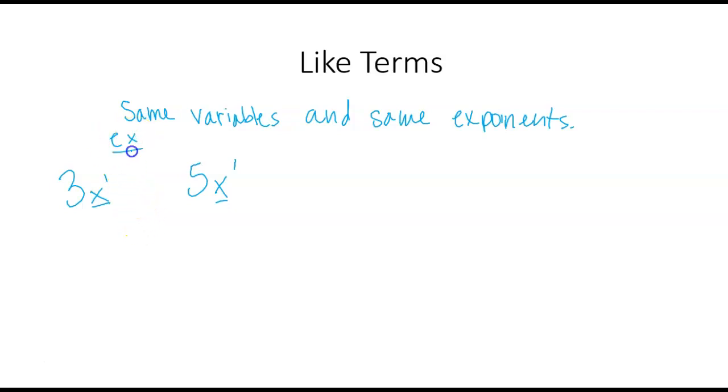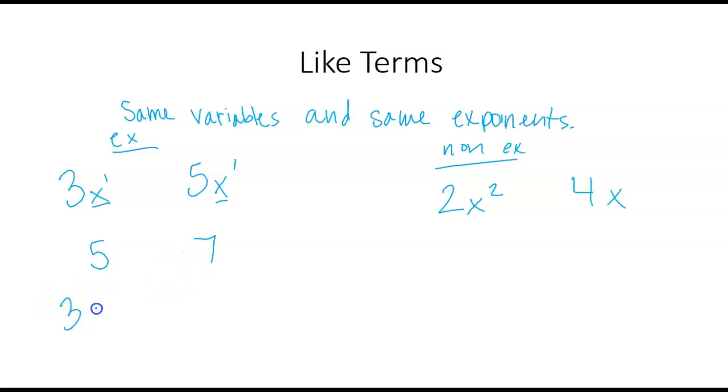So these are examples. Let's do some non-examples over here. If I have 2x squared and 4x, these are not like terms because even though they both have x, this one has x squared and this one is just x to the first power. Another example of like terms would just be numbers like 5 and 7. Those are like terms even though they don't have variables or exponents, because neither one of them has variables or exponents.